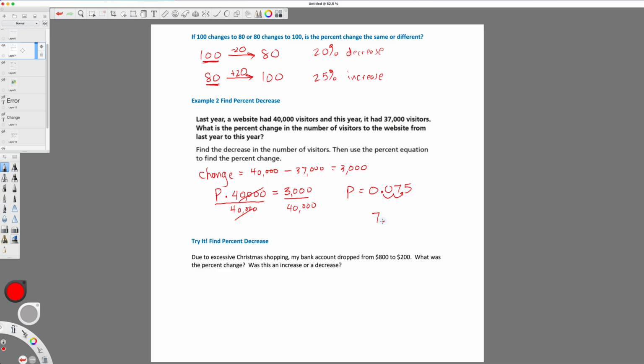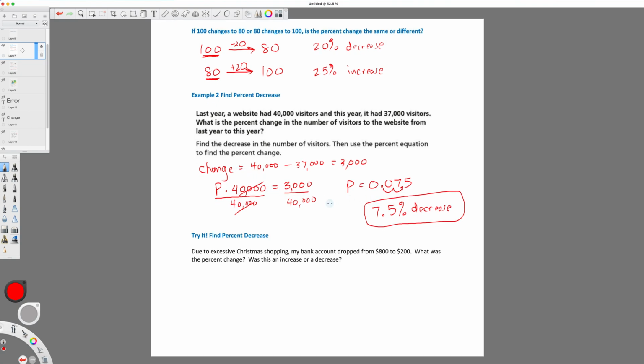So this is a 7.5%, and since it went down, it's a decrease. If it had gone up, I would have said it's an increase. Don't make that a complicated deal there at all. So again, you can use a proportion if you like, but find the change, compare that change to the original. That's all we're doing here on percent increase and decrease.